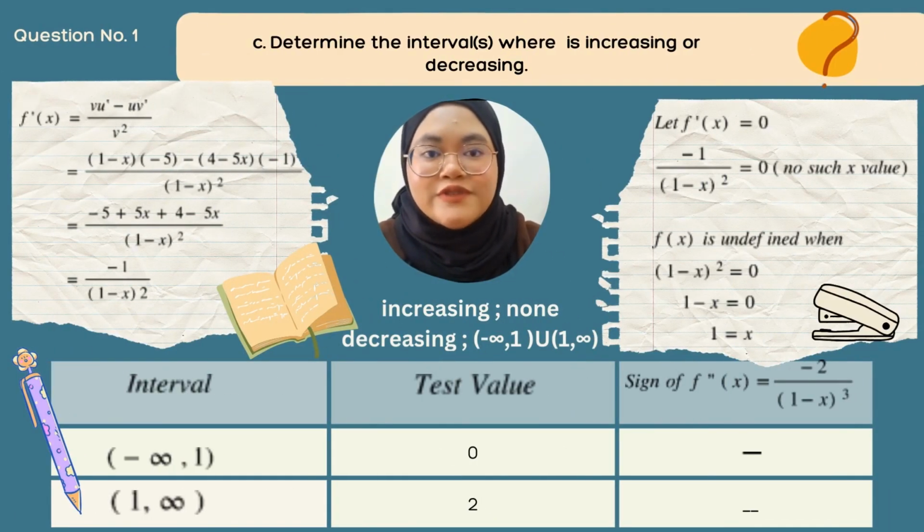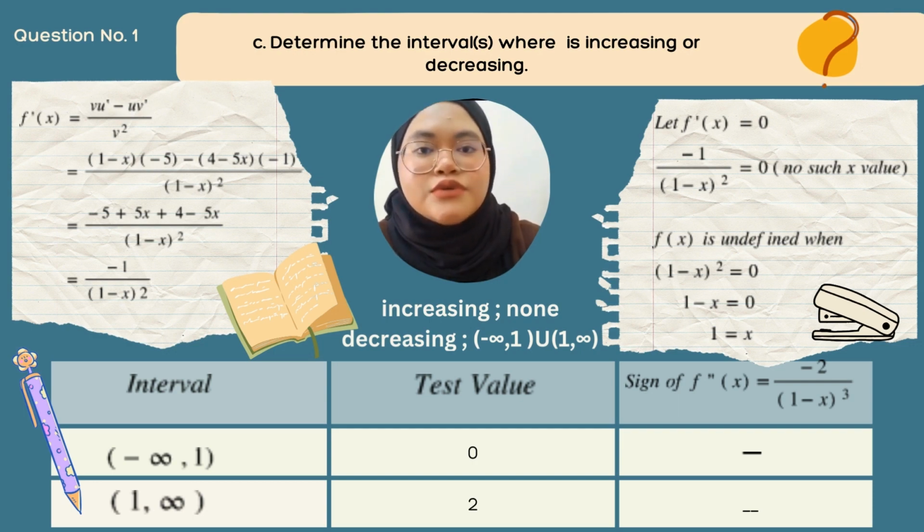Determine the interval where it is increasing or decreasing. First of all, we use the formula f prime x equals (vu prime minus uv prime) over v squared, and the answer is negative 1 over (1 minus x) squared. Then, let f prime x equal to 0. f prime x is undefined when (1 minus x) squared equals 0, so x equals to 1.